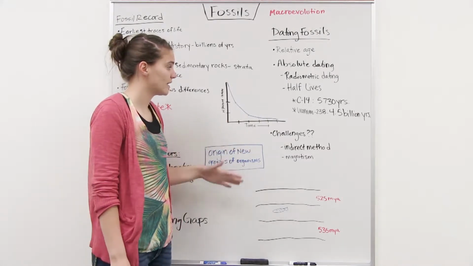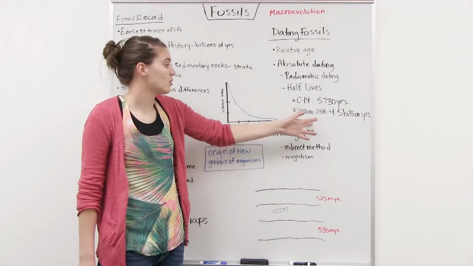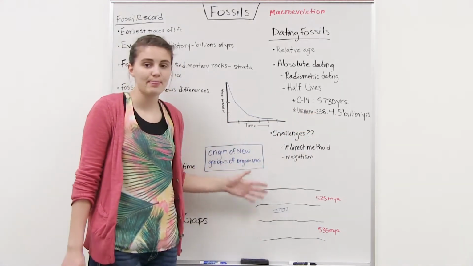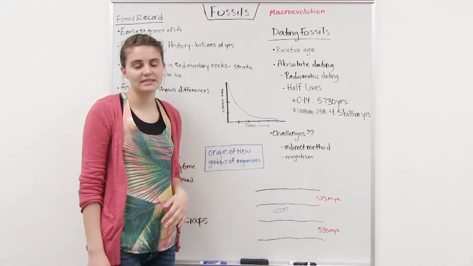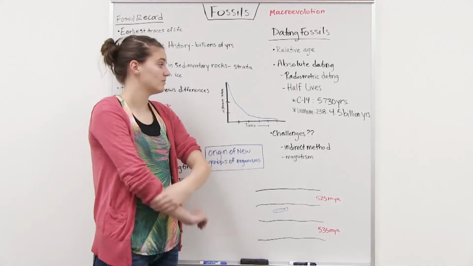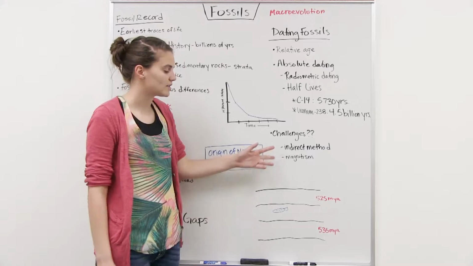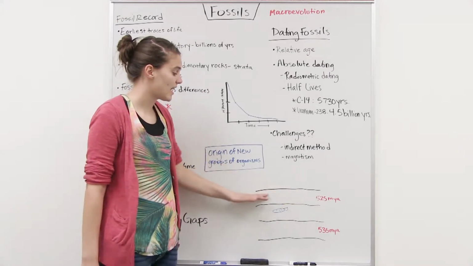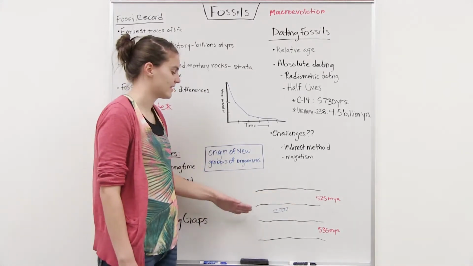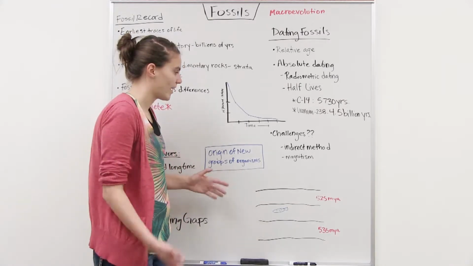So a lot of times we have to use other, older isotopes to date the rocks that are around the fossil, because they contain some of these older isotopes that we can use to date. And so sometimes we have to use an indirect method where we date the strata above and below a certain fossil and then kind of guesstimate how old that is.